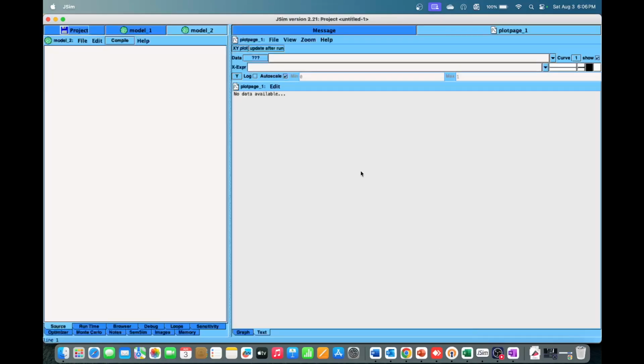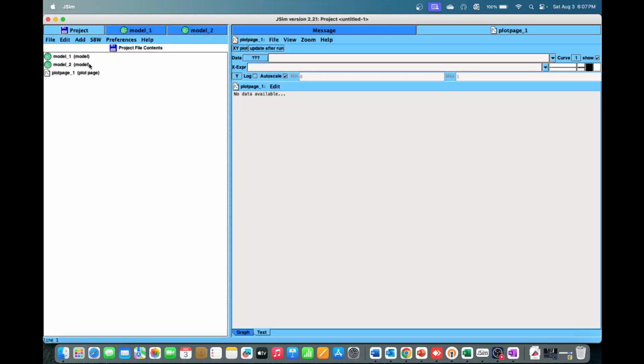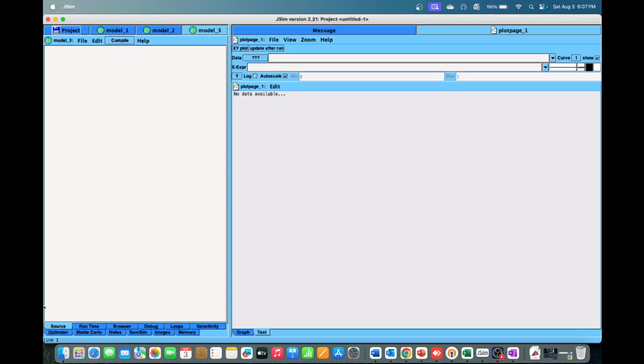This is the first JSim page that opens if you open JSim. This is on Mac. If you are on Windows, you download the Windows version and open it. If you face any issues with JSim, write to me or Sir, and we can help you out. I'll give you an overview of how this works. Here I've already loaded 2 models. I'll add another new model, model 3. This is the source, the page where I can paste the code.